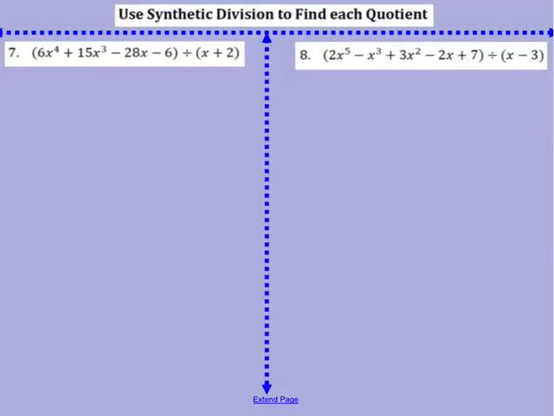All right, let's take a look at number 7. So let's go ahead and get this set up. So we can stick a negative 2 in there, and then I have 6 and 15. Now what I notice is that there is no x squared term, so I actually have to put a 0 in place of the x squared term that isn't in the middle. And then negative 28 and negative 6.